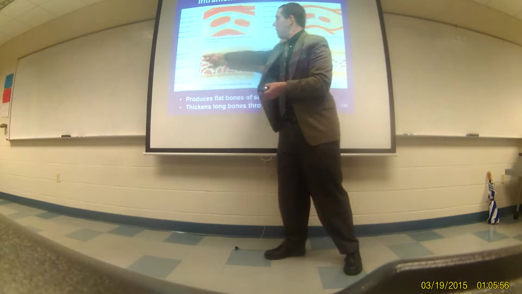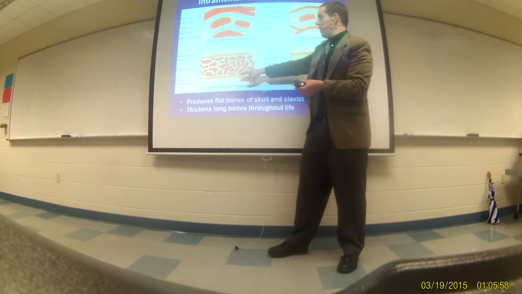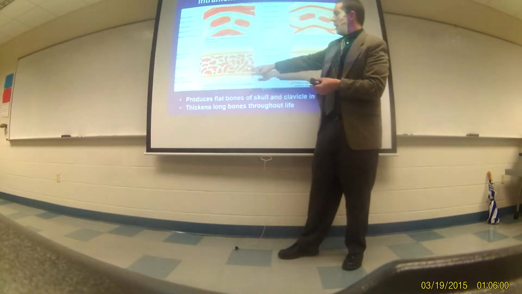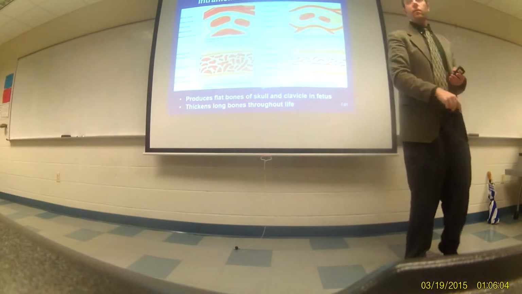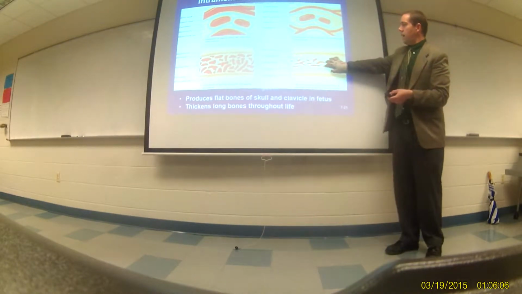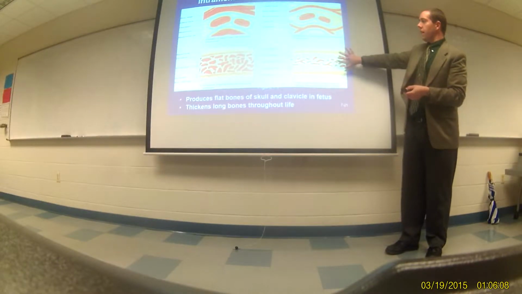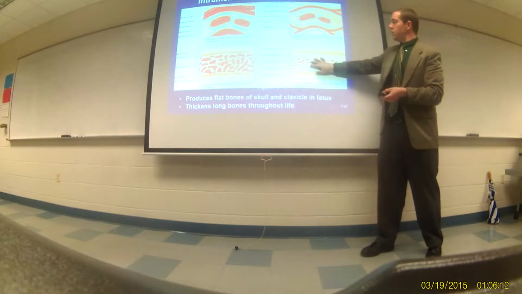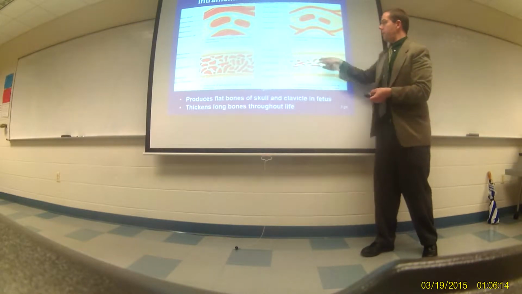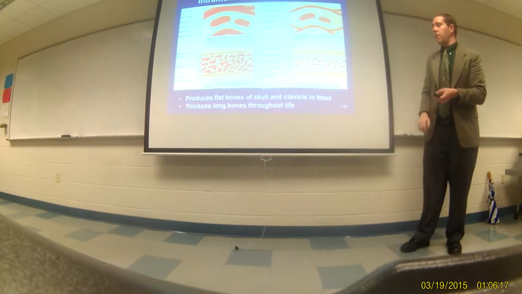You're going to get compact bone that forms up here and down here. And then in here we have the spaces. There are trabeculae. And finally, eventually you end up with this, a fully formed flat bone with spongy bone in the middle and then compact bone on the top and the bottom.